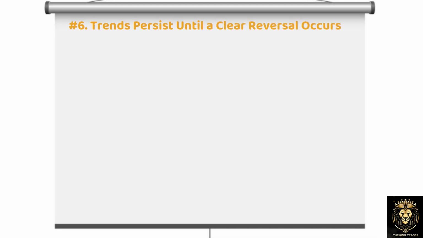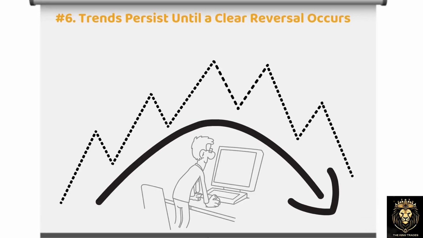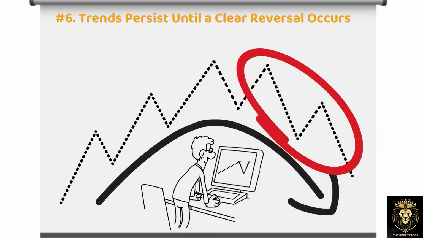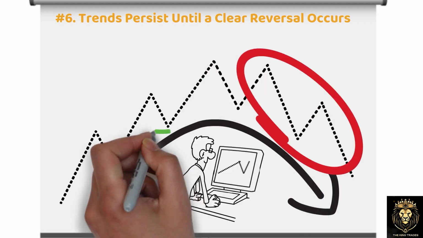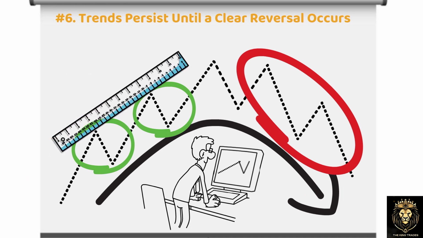The sixth tenet of Dow Theory is that trends persist until a clear reversal occurs. As per the theory, a trend is considered to be in force until a clear reversal occurs. Investors and traders must understand how to identify reversals and how to differentiate them from secondary trends. Also referred to today as technical analysis, this part of the theory refers to the breaking of support or channel lines.